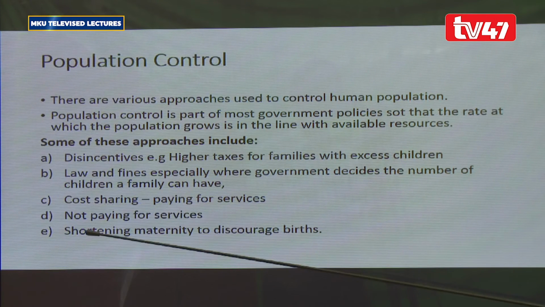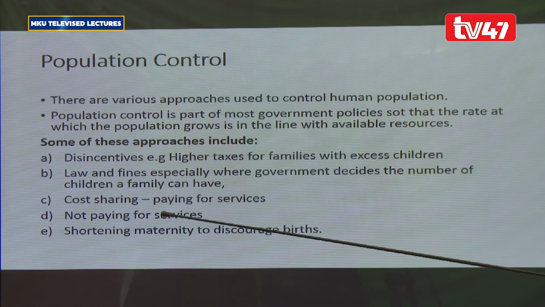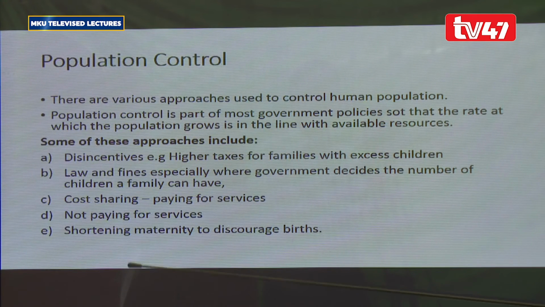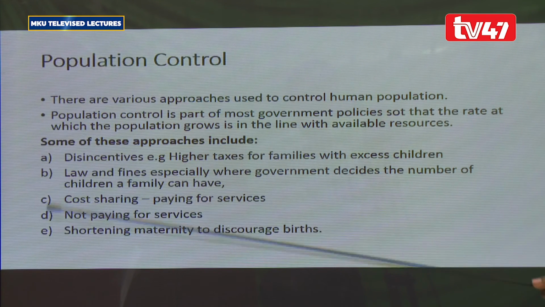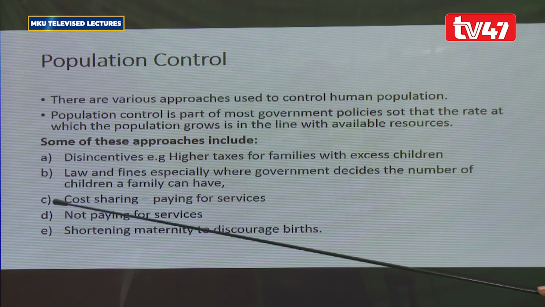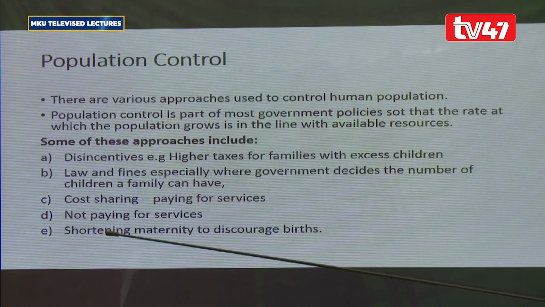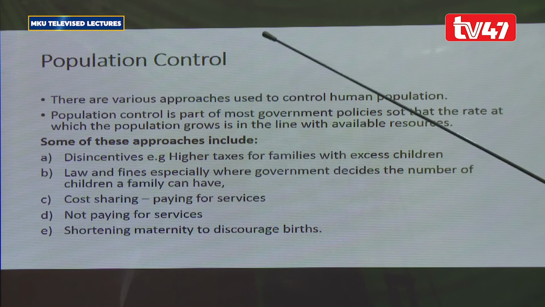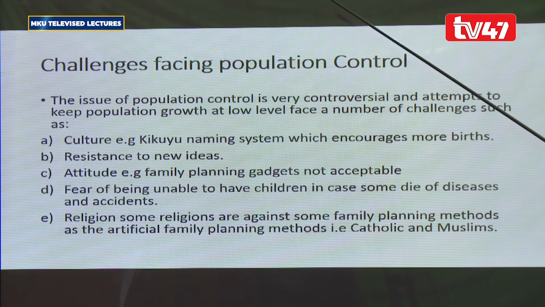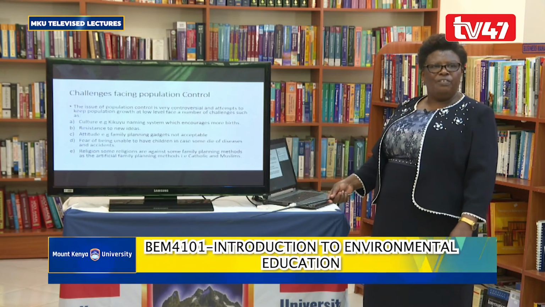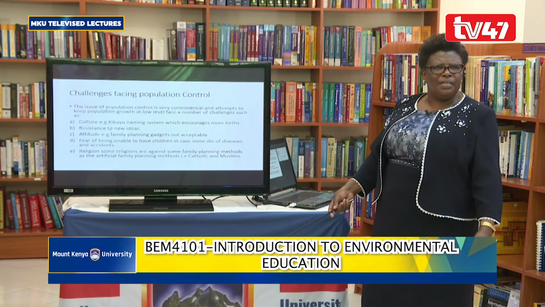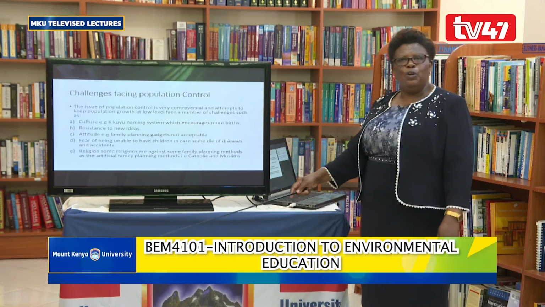The other one is cost sharing, whereby instead of the government giving all the services, they introduce the cost sharing policy, whereby people also pay for some of the fundamental services. For instance, in Kenya, we are given free education. But if the population continues escalating, the government may not be able to provide free education. So people will be forced to cost share with the government so that education and health and other facilities are given. The other approach is shortening maternity to discourage births. In Kenya, instead of shortening, I think we are increasing and even giving the fathers what we are calling paternity leave. But in some countries, you are given a very short period of maternity leave. In Kenya, we are given 3 months, but in other countries, they are reducing that so that people do not continue giving birth.